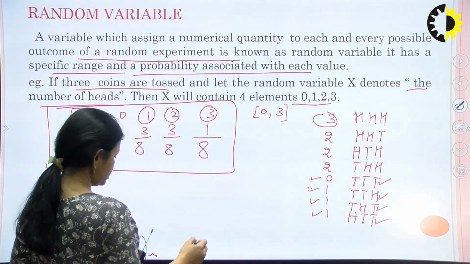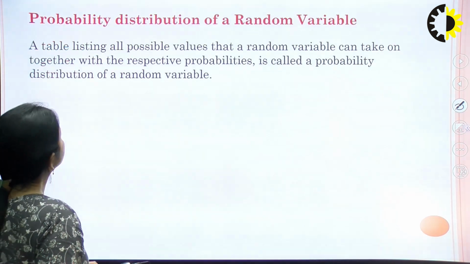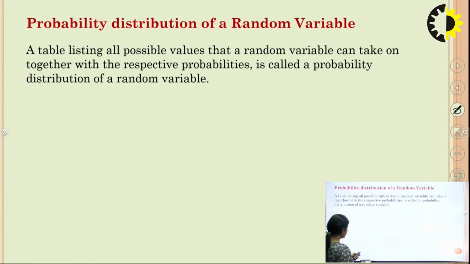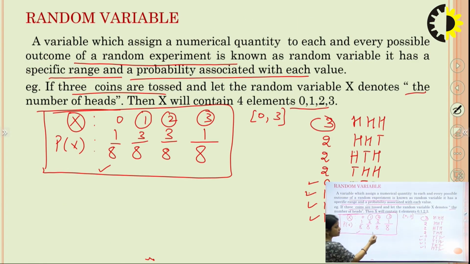This table is known as the probability distribution of the random variable. In this table, you can observe the sum of the probabilities. Find the total of these probabilities and you will obtain 1. So for any probability distribution, the total probability will always be equal to 1.